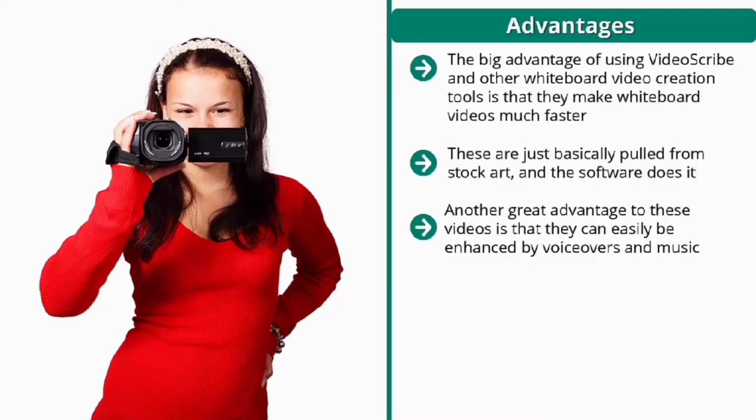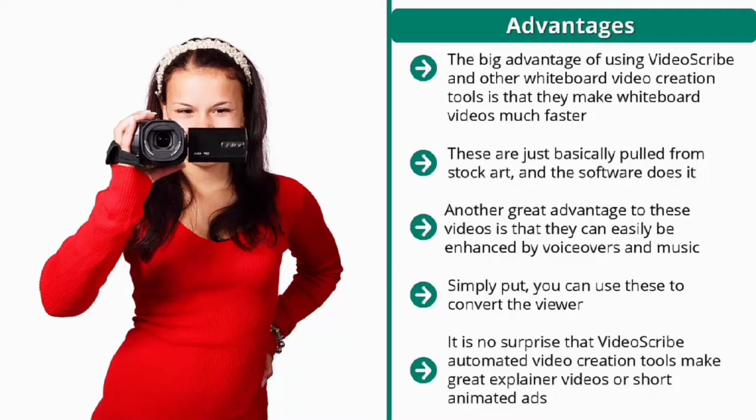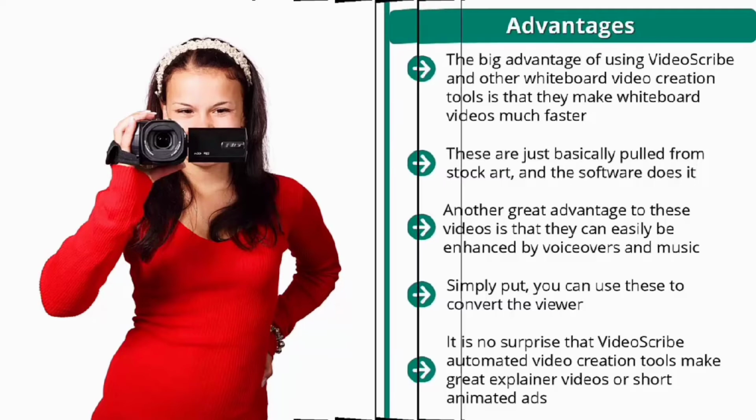In fact, these videos can feature such a nice mix of graphics and audio that they can be offered as meat and potatoes marketing videos. Simply put, you can use these to convert the viewer. Of course, a lot of times it turns on the quality of your script, but the quality as well as the setup is good enough to convert the viewer. In addition to voiceovers and music, you can also enhance it with video clips and other elements. It is no surprise that VideoScribe automated video creation tools make great explainer videos or short animated ads.